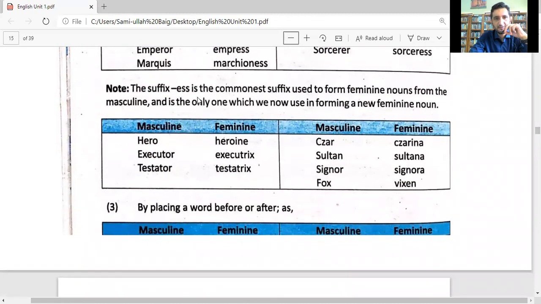And sometimes the suffix -ess is commonest, okay? The suffix -ess, mostly -ess. Whenever, as a general rule, you don't know what the feminine is, you might try adding -ess to it, and you might accidentally be right there as well.